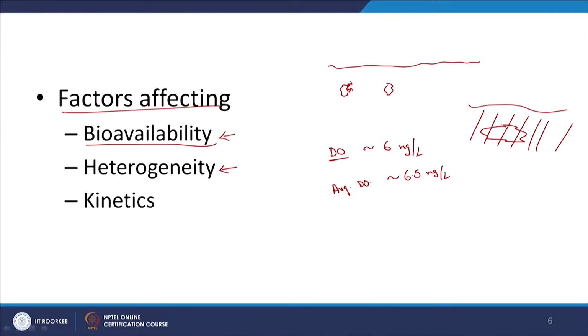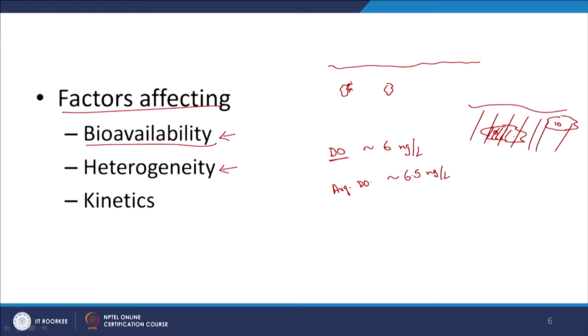Keep in mind, we are talking about heterogeneity here, right. The key issue is that if you had zones where the dissolved oxygen is 0 and zones where dissolved oxygen is relatively high, maybe 10 or 9 depending upon the saturation levels, and it works out in such a way that the average is around 6 or 6.5, will the average rate also be according to this particular DO value?